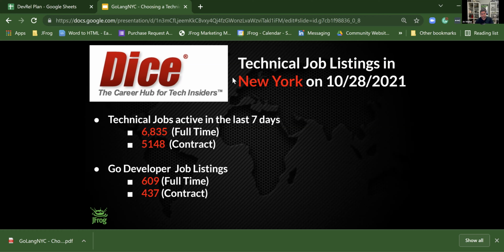Today, I did a little search on Dice to find out how many jobs were posted just in the New York metropolitan area within a 50-mile radius. And today there are 6,835 full-time jobs, followed by 5,148 contract jobs posted just in the last 7 days. So that should give you some idea about the IT demand in the marketplace right now. As far as Go developer opportunities within those job listings, there were 609 full-time opportunities and 437 contract opportunities.